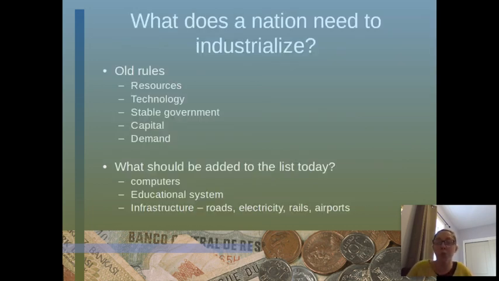So we used to need resources, technology, a stable government, capital, that's money, and an increase in consumer demand in order to industrialize, which is what we saw take place in Great Britain. But also what we see taking place today is you also need a broad educational system that meets the needs of the masses. You need computers because in the 21st century, everything's done digitally.